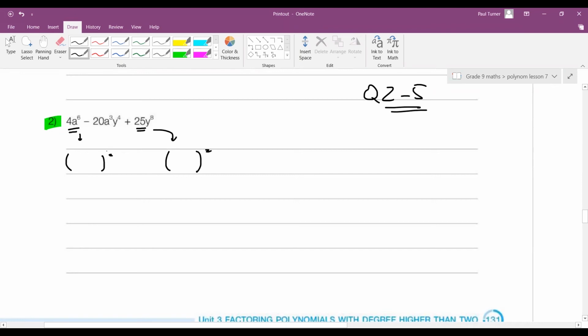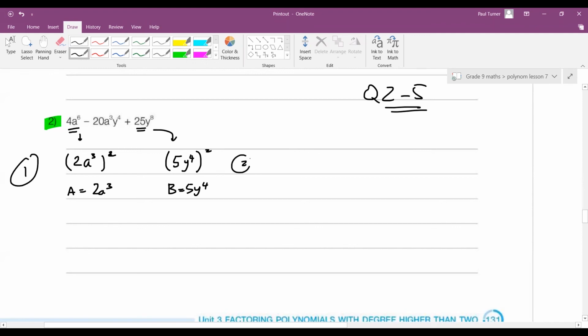Okay, so 4a^6. If this is 2, then you must have a 2 in the bracket. 2 squared is 4. And this will be a^3, because remember, these are multiplied. 2 3s are 6, not added. So don't write 4 here. And 25 is 5 squared. y^8 must be y^4 squared because 2 4s are 8. So in that case, we can see A is 2a^3 and B will be 5y^4. So that's your first step, do that.